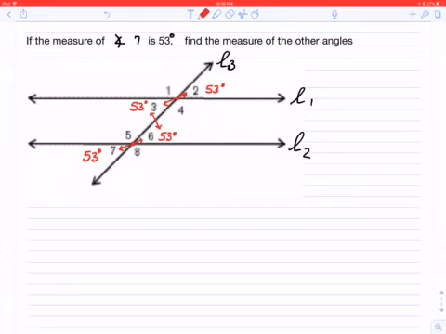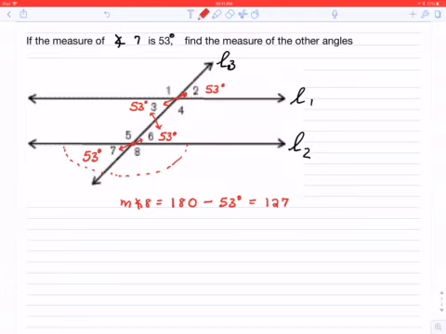Now let's go back to angle 7. Angle 7 and angle 8 form a straight angle or straight line. So we'd say that angle 7 and angle 8 are supplementary. Supplementary angles have to add up to 180. So to find the measure of angle 8, all we have to do is subtract 180 minus angle 7, minus 53 degrees. So I see that the measure of angle 8 is 127 degrees.